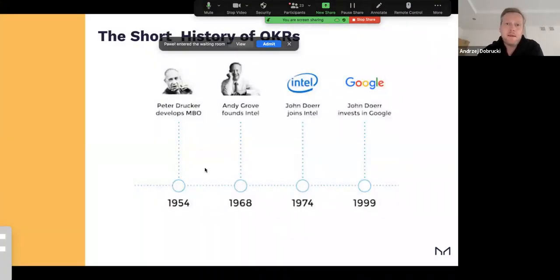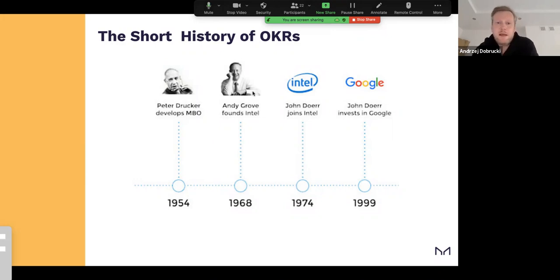All right, so the short history of OKRs, starting with Peter Drucker. Maybe you heard about this guy, because before OKRs were born, there were MBOs everywhere, especially in the enterprise world. In the mid-50s, Peter Drucker, the father of modern management, devised management by objectives, which means that if we want to track the progress of our company, we should define a couple of objectives that we can track and review, and based on that, we can hopefully have a company that is going in the right direction.